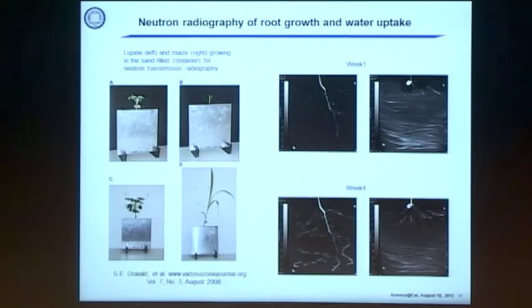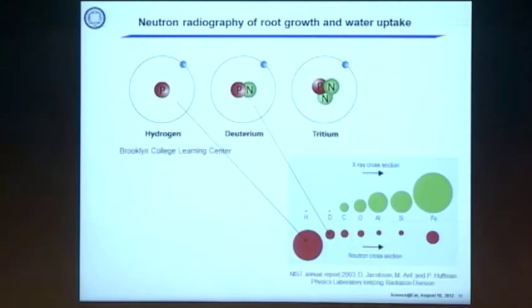And these are two examples of roots which were developed over 1 week and after a 4 week period of time. And as you can see in these images, the roots are quite well imaged. So you can see where the roots are, again, because neutrons interact with water, and they don't interact much with aluminum. So you can penetrate. This is in situ measurement. And you can study how the water is being absorbed. And how you can study the water absorption, I'll tell you a little bit more on this.